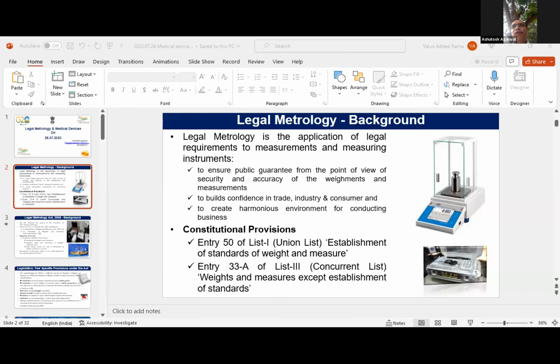If we talk about legal metrology, the subject comes from the Constitution of India under Entry 50 of the Union List, which speaks about the establishment of standards of weights and measures, and under Entry 33A, which speaks about weights and measures except establishment of standards. So the responsibility of establishment of standards lies with the Union government, and as far as its enforcement is concerned, it is done by the state and the central government. In this way, we are making the law, making the standards of weights and measures, and regulating it in the country. Next slide, please.